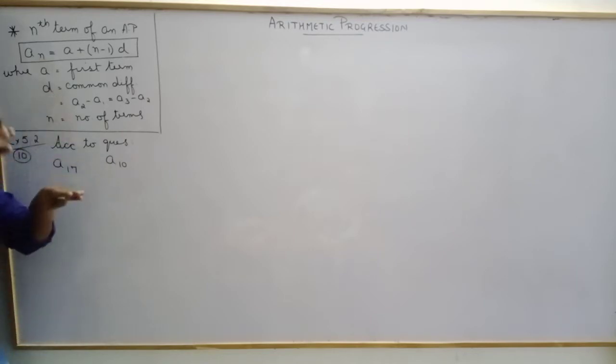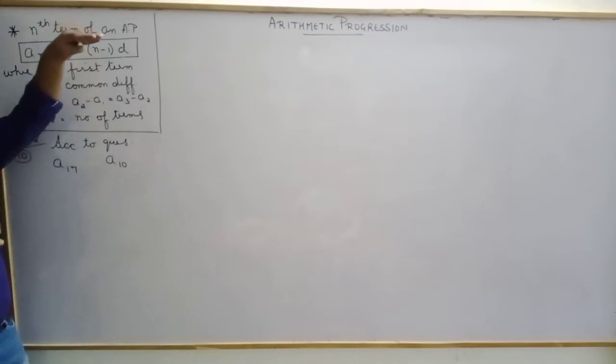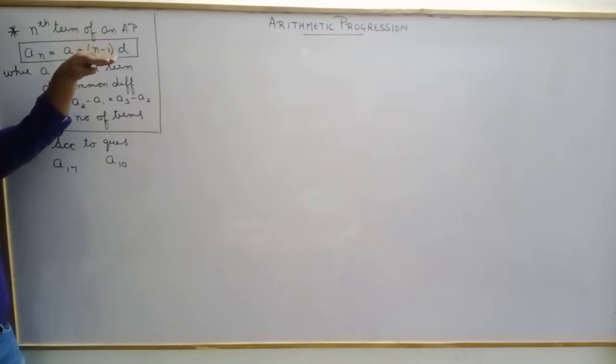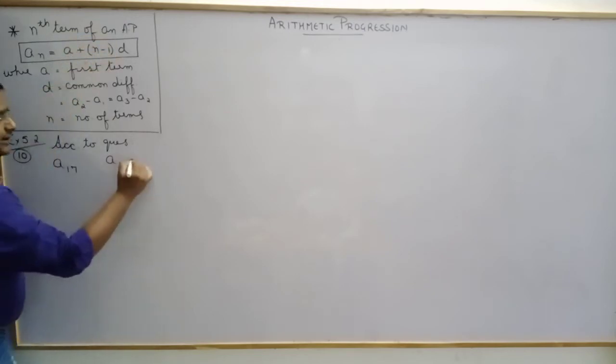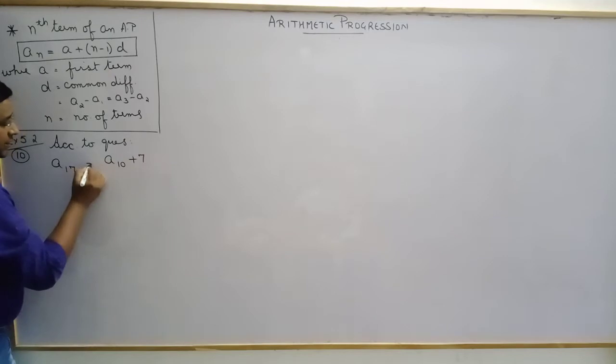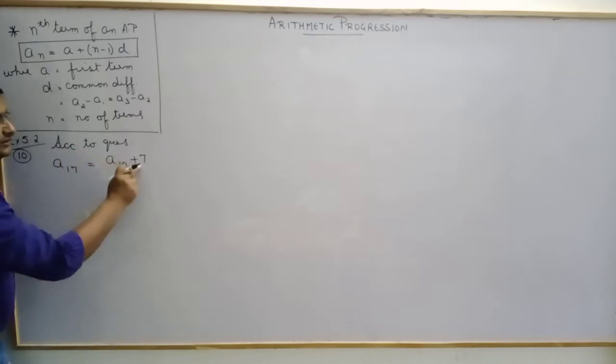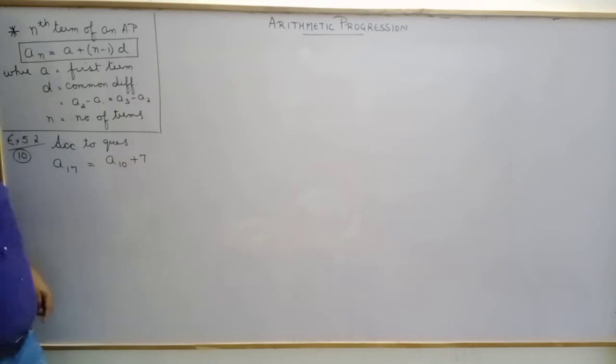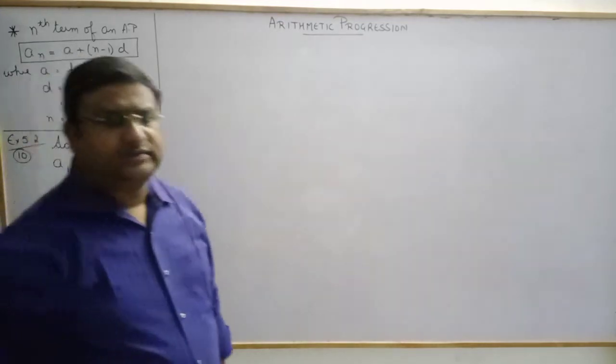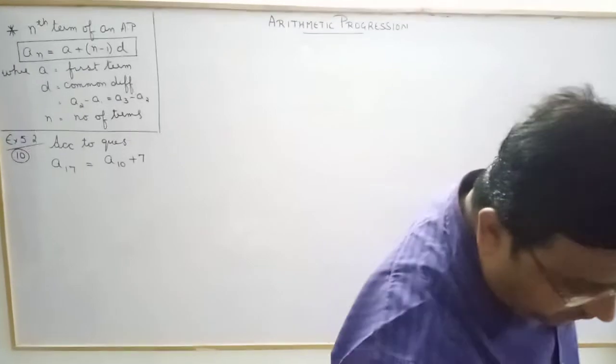So which term is more? The 17th term of an AP exceeds the 10th term by 7. So when we add 7 to the 10th term, will the two terms be equal? Yes, this is the condition. The 17th term exceeds the 10th term by 7. He says find the common difference. D he is telling us to find. So if we take a look, we can find D.